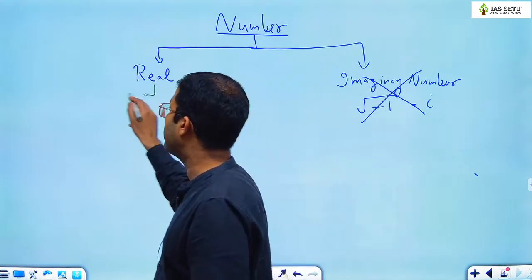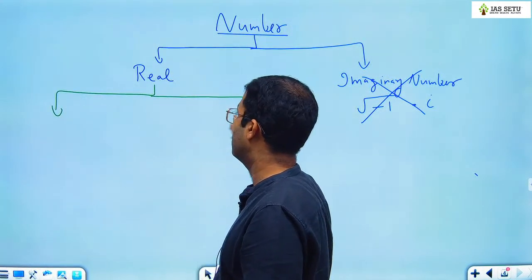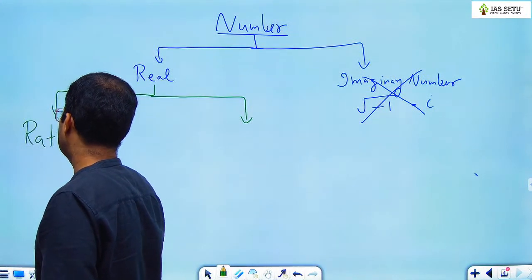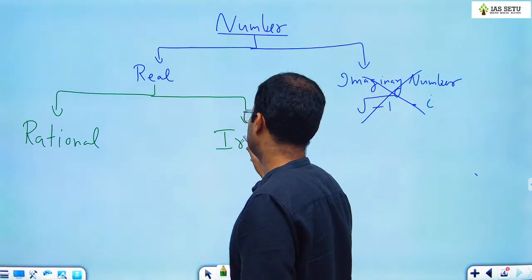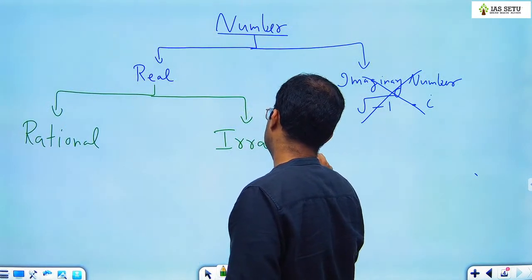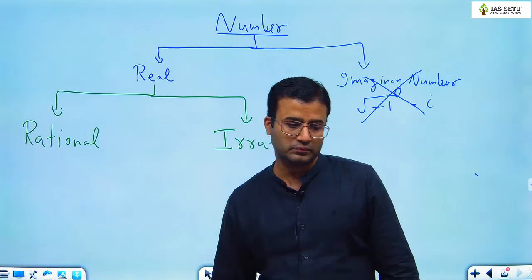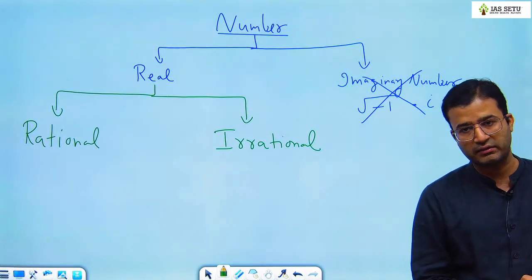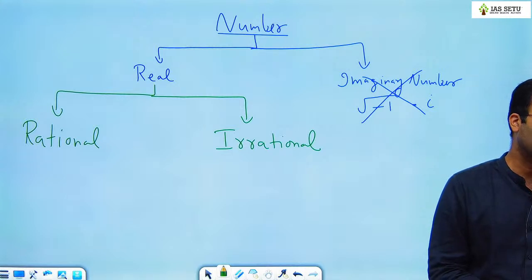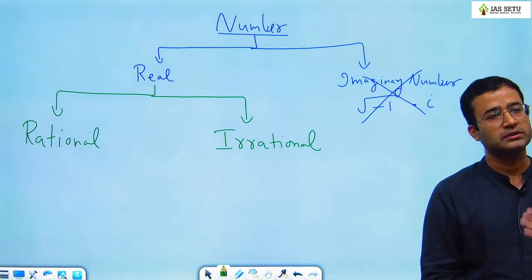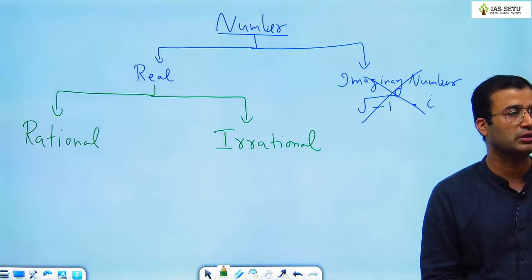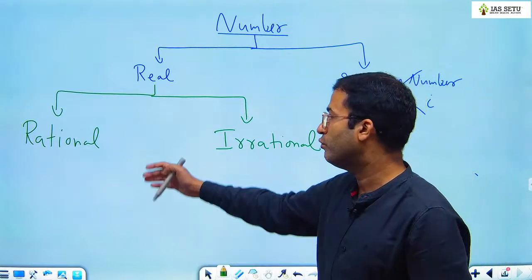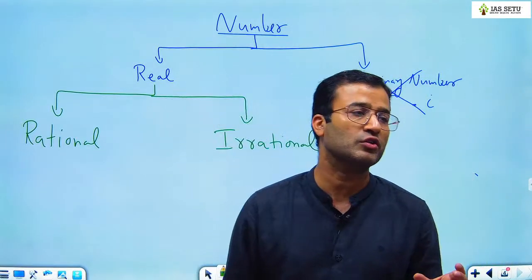Now the real numbers we divide in two parts: rational and irrational numbers. As I already told you, in the starting 3 classes I will take the basics. If you already know, take it as your revision. If you don't know, then you will not trouble us later. Today only I will tell you what are rational numbers, what are irrational. Those who already know, can you tell me the definition of a rational number?